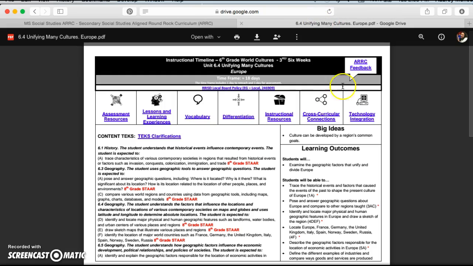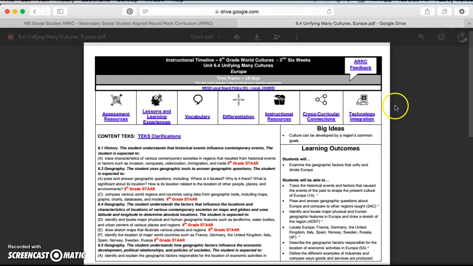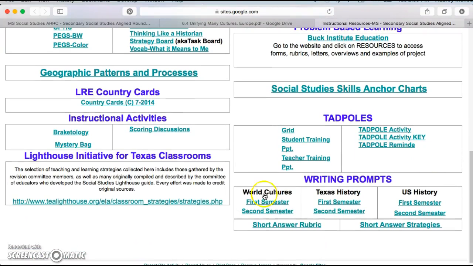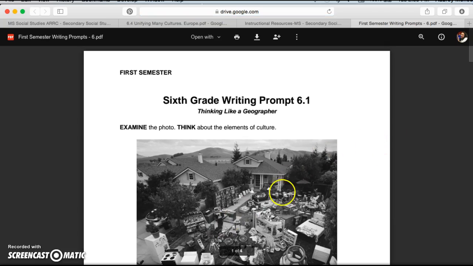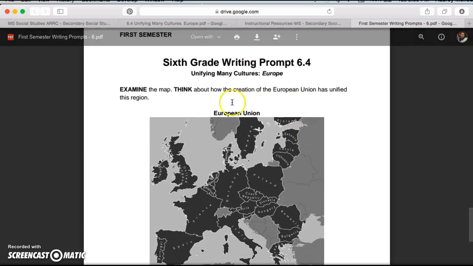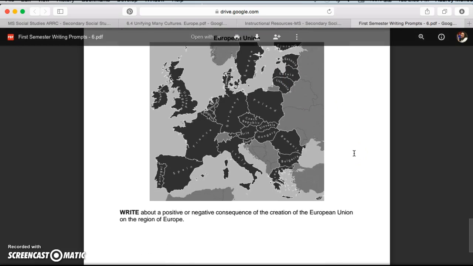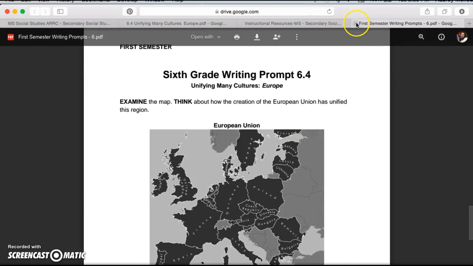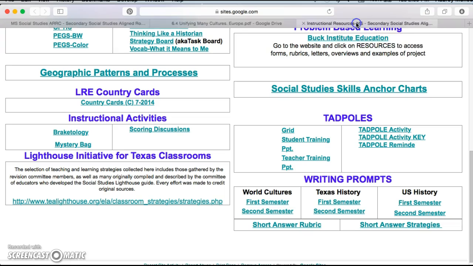And then let's go back here. Instructional resources. So this is cool. It gives writing prompts for each subject by semester. So if I'm a 6th grade world cultures teacher, I can go and click on here, and they give writing prompts for each unit covered. So the unit that I'm showing you is Unifying Many Cultures Europe, and it gives you a picture. Hey, give this to your students, ask them to write about this. So again, providing a lot of resources for teachers to test student understanding and assess what they've learned.